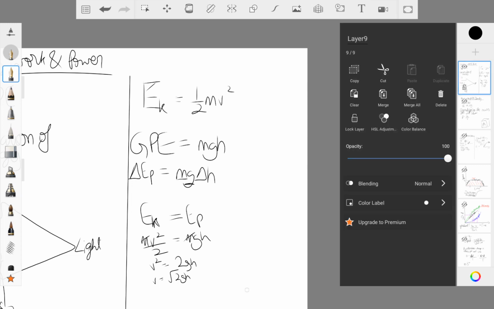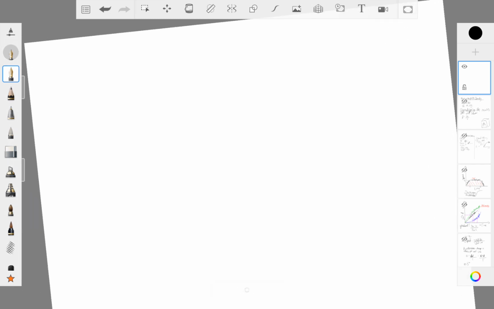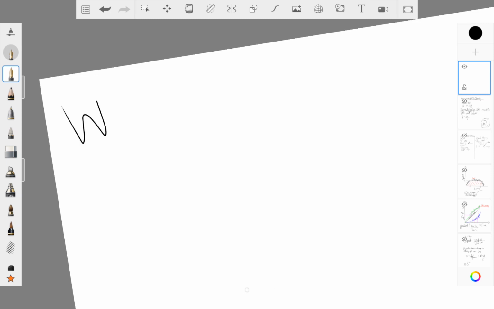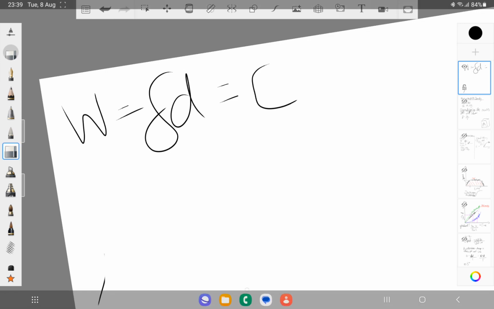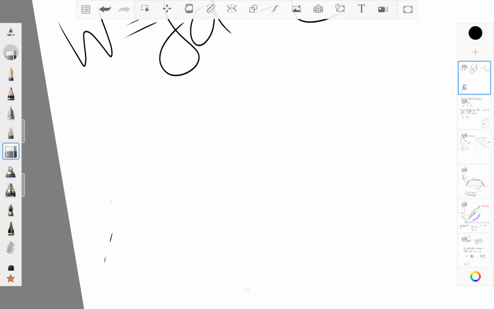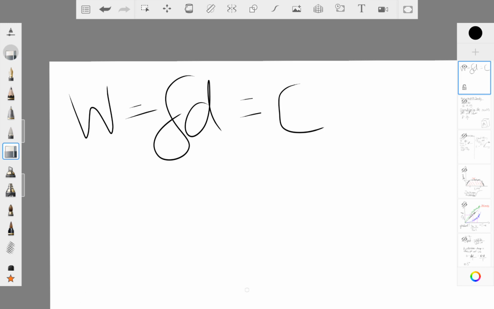Now we look at work done. Work done is just the product of force and the distance moved by the force. So work done equals force times distance moved by the force, which is the same as energy.